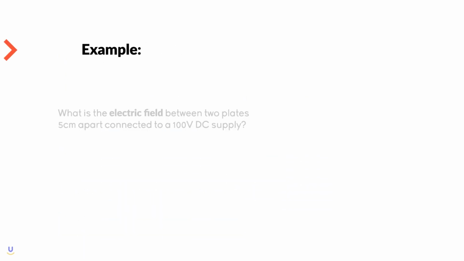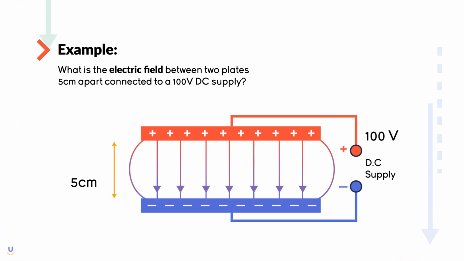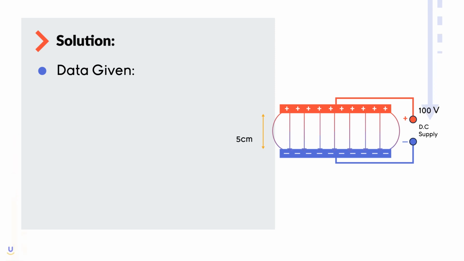Now, let's attempt example 1 to find the electric field strength. What is the electric field between two plates 5 centimeters apart connected to a 100 volt DC supply? For the solution, firstly we'll write down our given data. So the voltage is 100 volts. The distance is 5 centimeters, which we'll then have to convert into 0.05 meters.